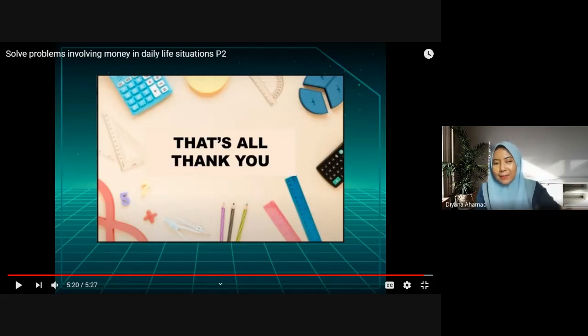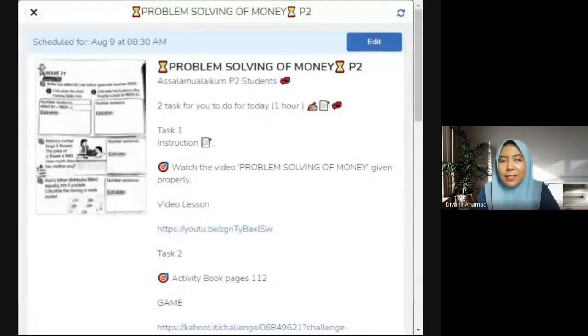Okay, open that. Page 112. So you need to solve the problem. Teacher shows you the screen. Teacher already put it on Seesaw. For those who don't have a book, please open Seesaw. Okay, everyone, do you see it or not? So you need to see the screen.